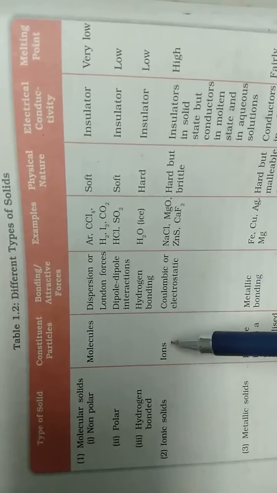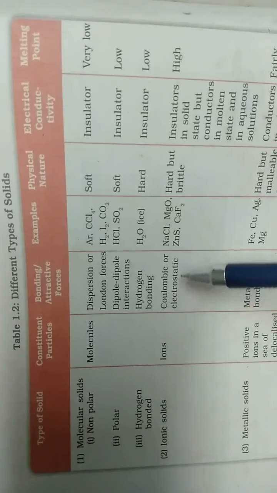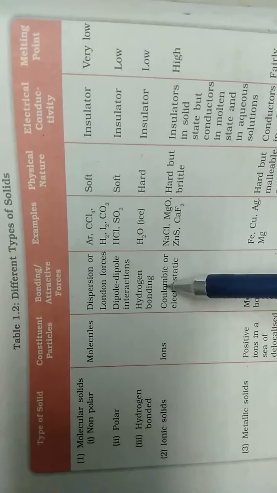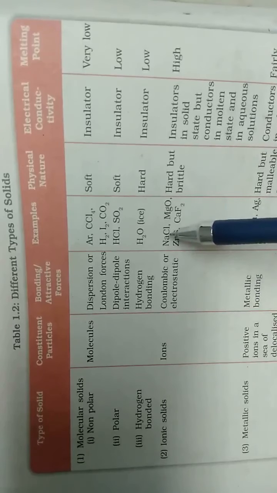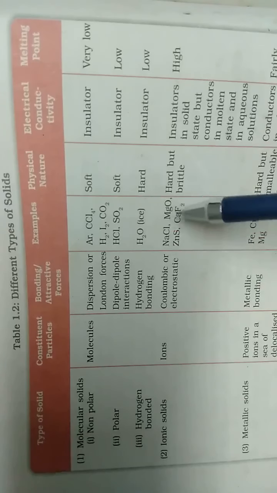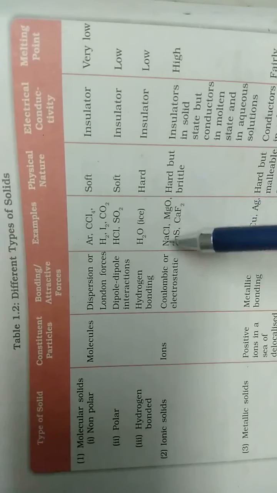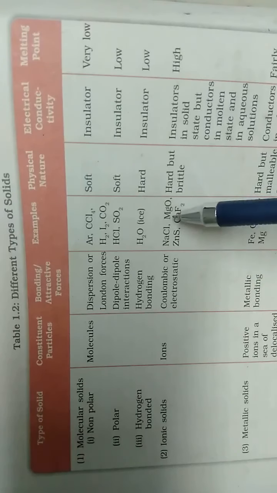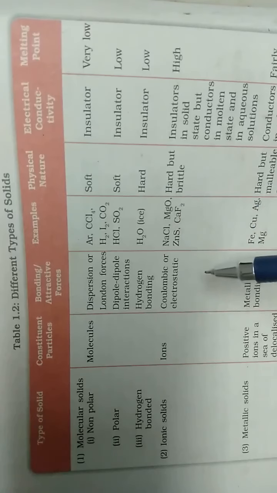So in an ionic solid, oppositely charged ions are held together by the strong electrostatic or coulombic or ionic forces of attraction. Sodium chloride, magnesium oxide, zinc sulfide, calcium fluoride are examples of ionic solids. In sodium chloride, sodium and chloride ions are present. In magnesium oxide, magnesium ions and oxide ions are present.